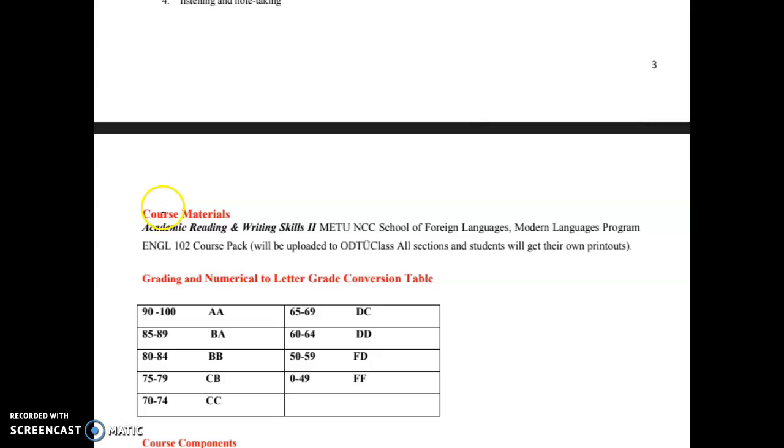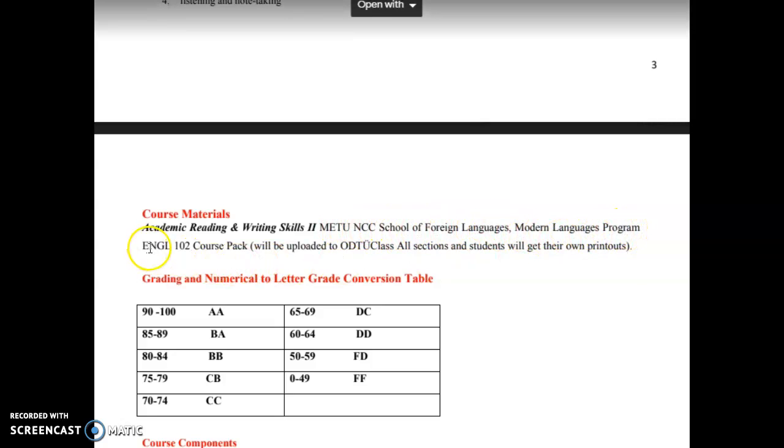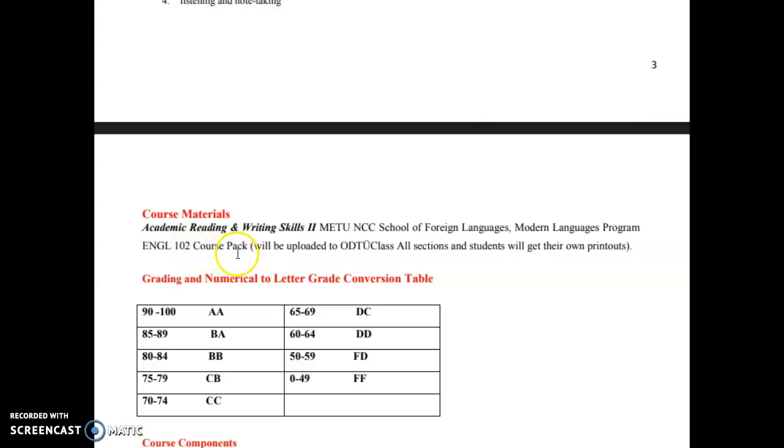And well, about the course materials, we'll provide the pack for you, so you won't need to buy a book. The name of the pack is Academic Reading and Writing Skills, METU NCC School of Foreign Languages, Modern Languages Program, ENGL 102 course pack. This will be uploaded to auto class, all sections, or your meta course, and you can download it there, and if you want, you can get a printout.